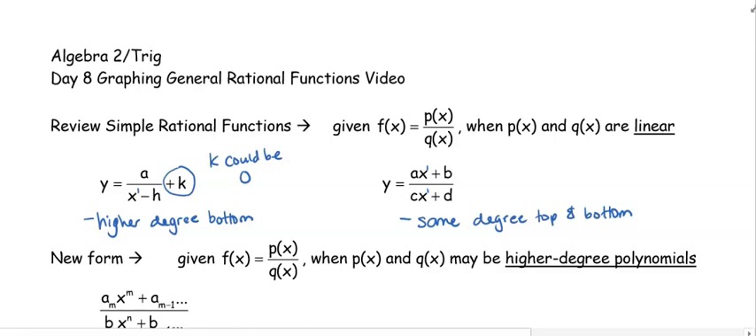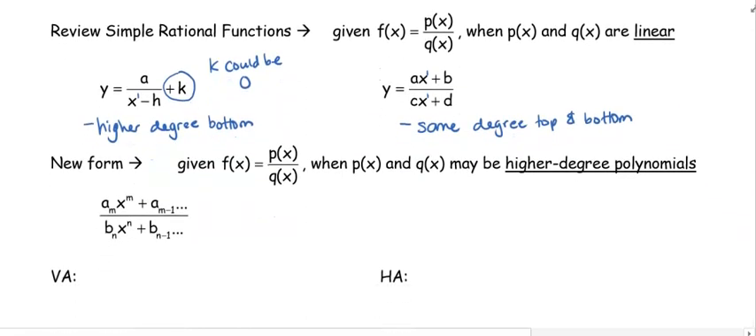Today we have a new form, and that is when we have some p of x over q of x. P of x and q of x could be different higher degree polynomials. So it's not necessarily going to be a linear. It could be a quadratic. It could be a cubic. And this is just a fancy way of saying it could basically be any degree we want on top and any degree on the bottom.